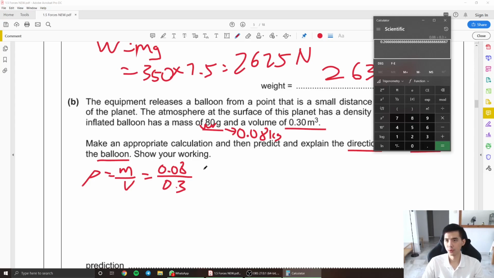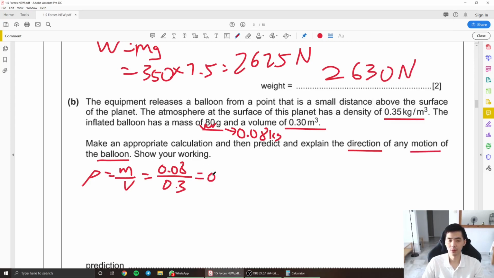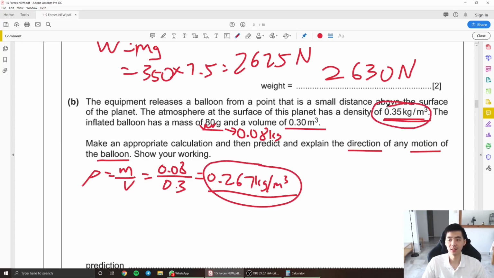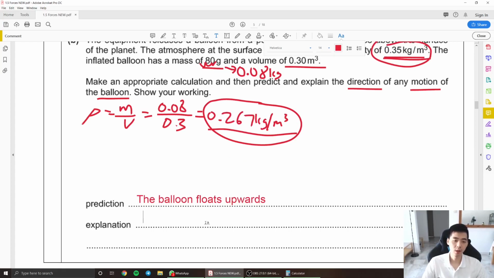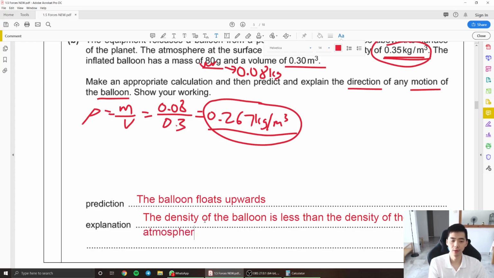You will get 0.267 kg per meter cube. Now comparing this density with this density here, you can see that the balloon obviously has less density than the air around it, right? So my prediction is obviously going to be that the balloon floats upwards. Explanation: the density of the balloon is less than the density of the air in the atmosphere of the planet.